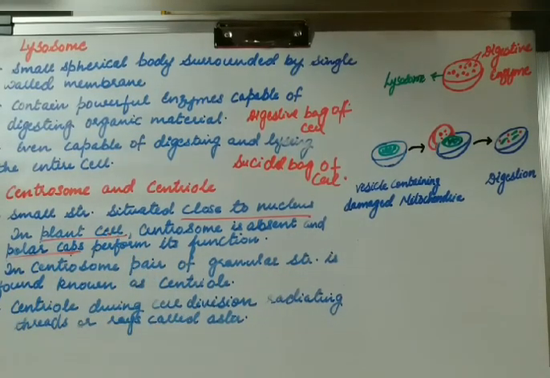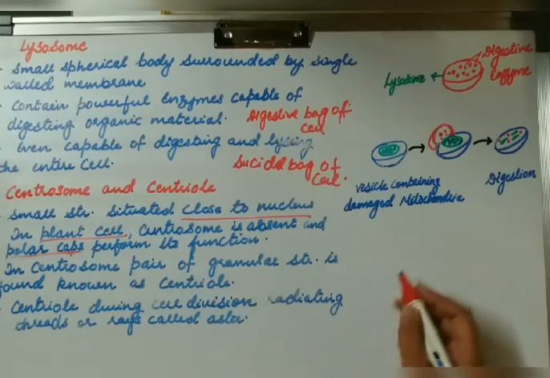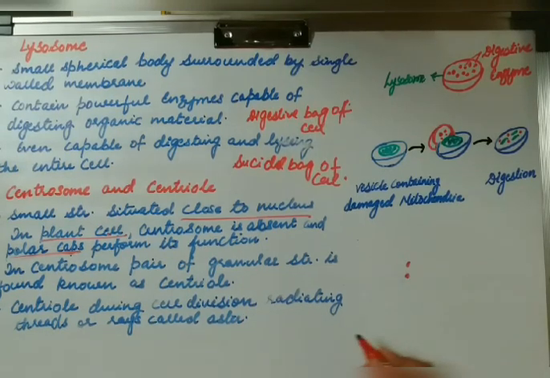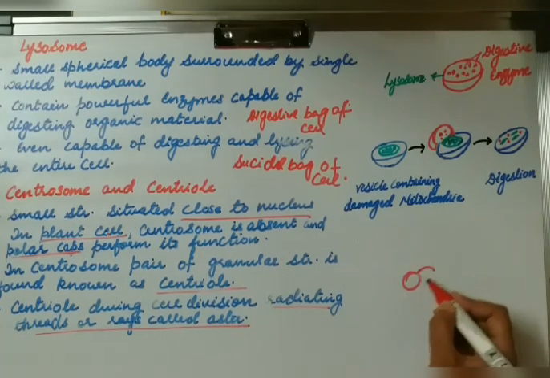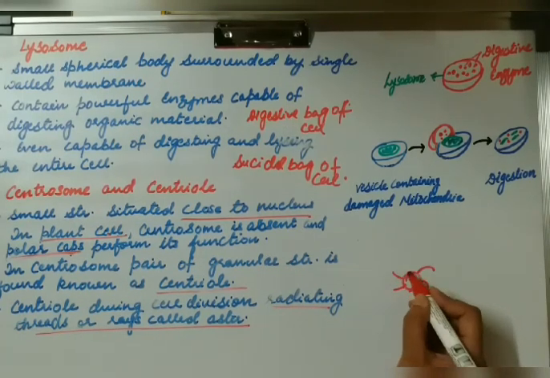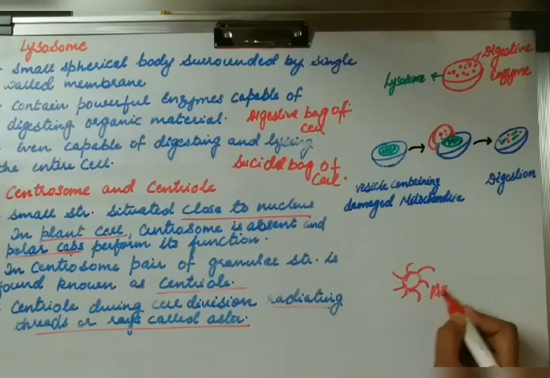Now, in the centrosome there is a pair of granular-like structures. These are known as your centrioles, and the centriole is responsible for cell division. During the time of cell division, they radiate threads or rays called asters, something like this. So these are your asters.